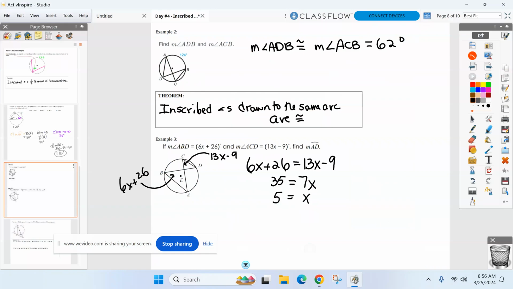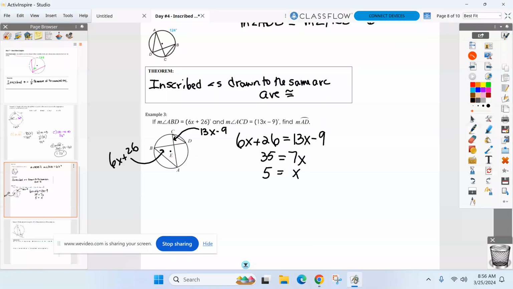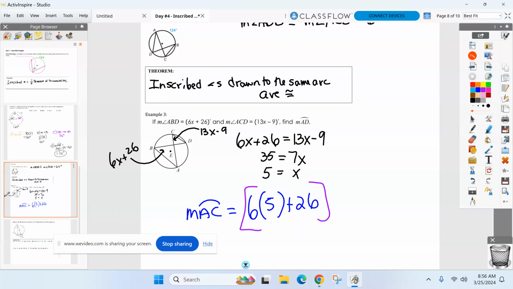So I put in 5 for x. Which one did you use? ABD. So you did the 6x plus 26? Yeah. All right, so I take 6 times 5 plus 26. Got that. And then that's the angle. That's the inscribed angle. How'd you make it into arc AD? Multiplied by 2. Great job. Yep. Times that by 2 to get to the arc. Great work. Good.